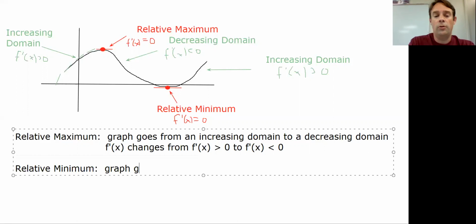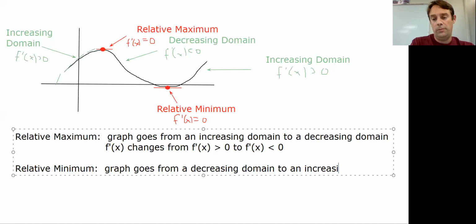And a relative minimum then would be really straightforward. Well, very similar to it. Relative minimum would go from, I can't spell today. That's what happens after you've done 6 Zoom sessions already in one day, from a decreasing domain to an increasing domain.